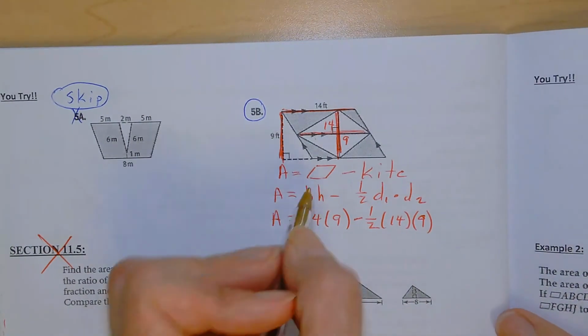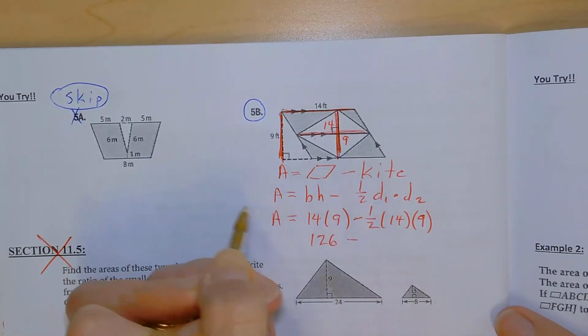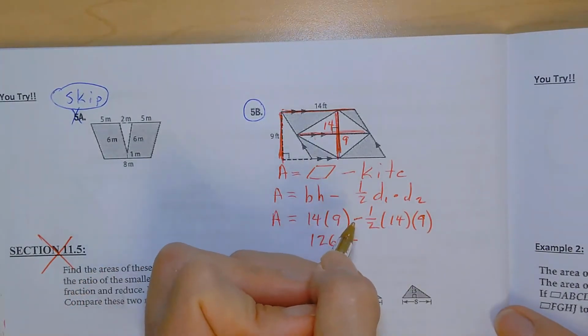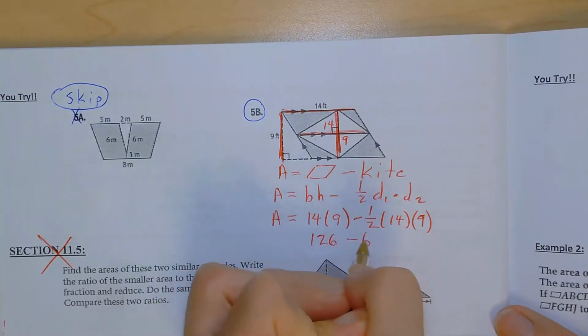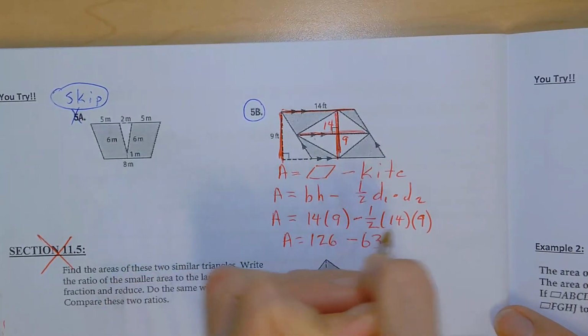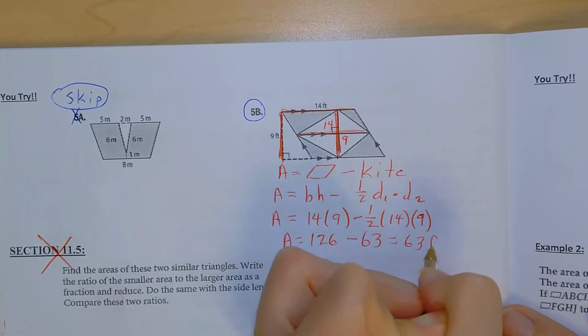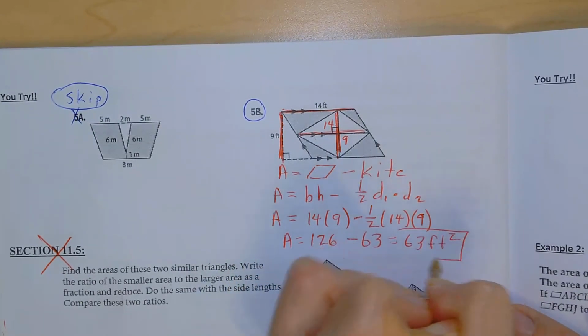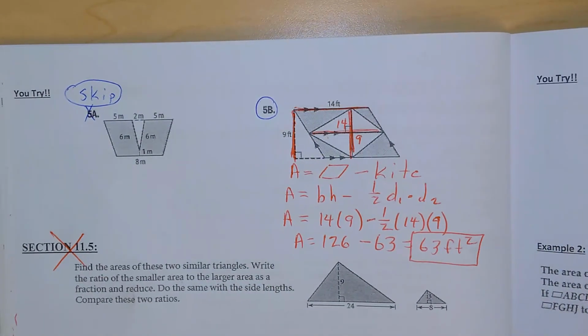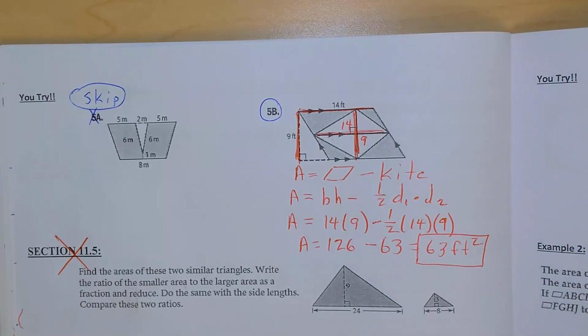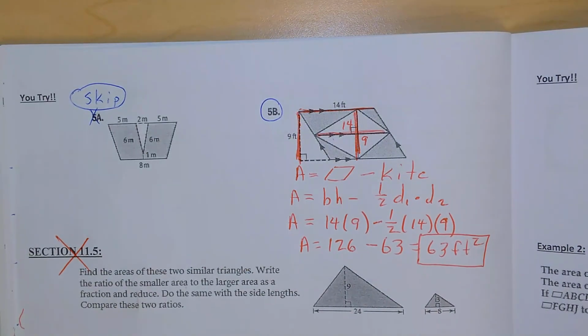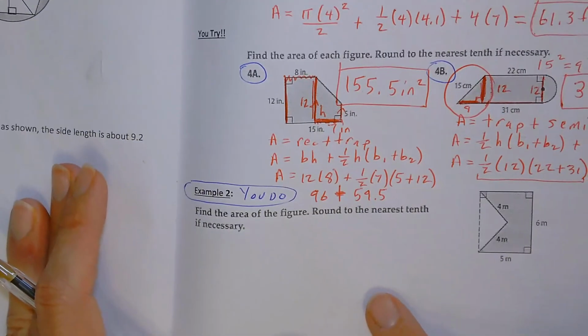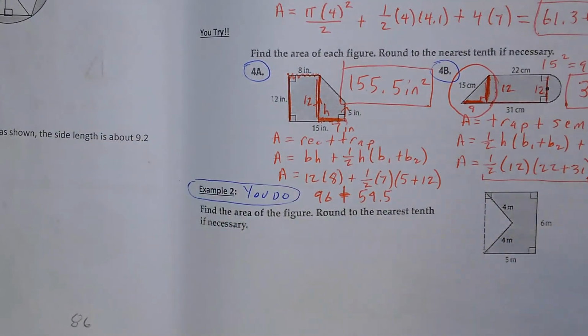Okay, so 14 times 9 is 126. Take off the 1/2, 14 times 9, which is 63. And your final area is going to be 63 square feet. So occasionally you might have to use subtraction instead of addition, and that would be an example where you take something out instead of adding it on. Okay, you will go back and try this question here and check your answer on Canvas.